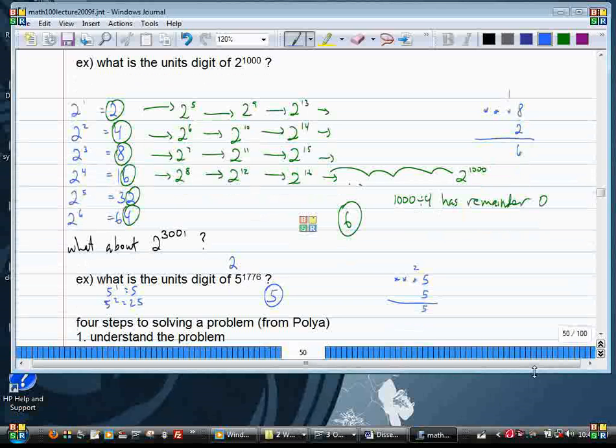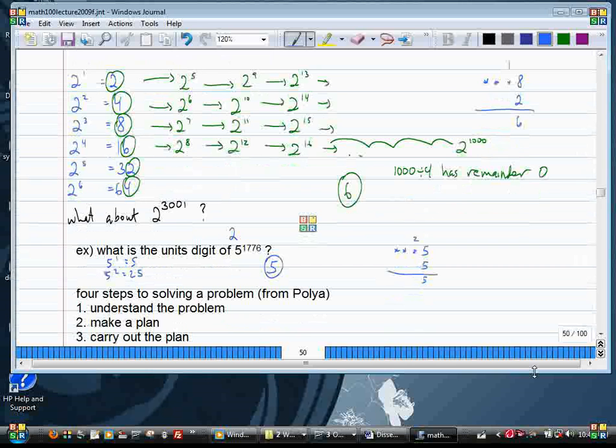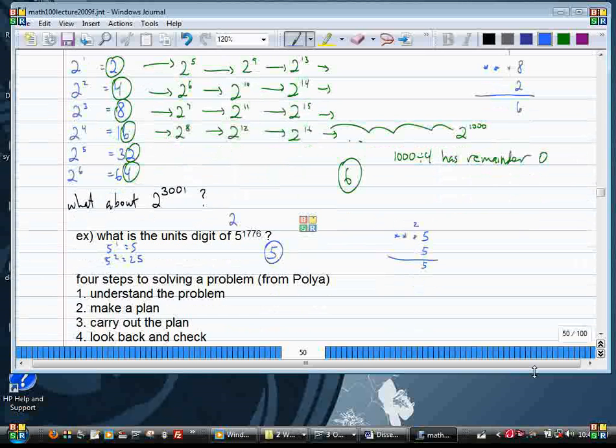First, understand the problem. Notice that was something that we had to do because not everyone knew what the units digit was. So we had to get that straight. Next, make a plan. So what was our plan, which I sort of coached us through at least the first time? Yeah. So write out the first couple of powers, and then try to find the pattern. Step 3, carry out the plan. So in other words, do it. And then step 4, look back and check.